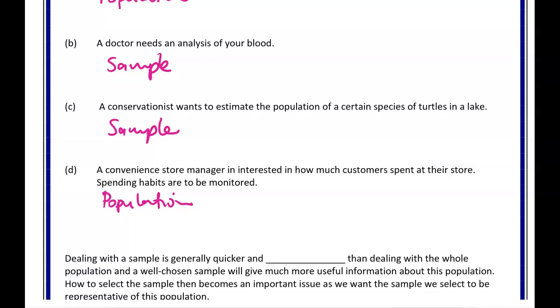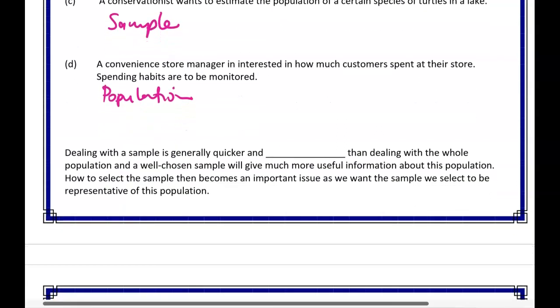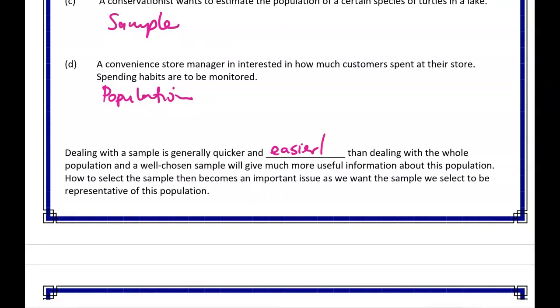So that would be easy enough. Only currently now, because lots of things are online, lots of things are electronic. Obviously in the olden days, population probably not as practical. But of course, when we deal with a sample, it is generally quicker and easier and less cost. Quicker, easier, probably cheaper is the word I meant there, more than dealing with the whole population. And as I keep harping on, because this is important with our sampling work, a well-chosen sample will give you good information about the population.